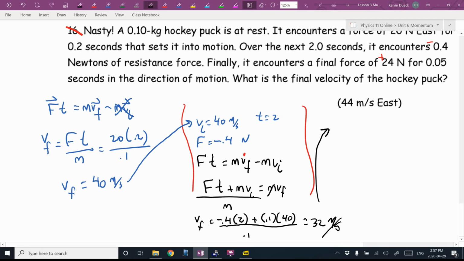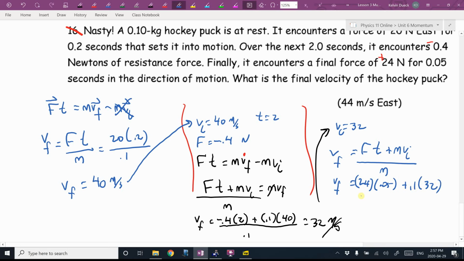And that's going to go scooching over here, because now V initial is 32. We're going to get the same equation as before. We're going to get VF equals force times time plus m V initial all over m. This time the force is 24, and it's positive because it's in the same direction that we're moving. 0.05 plus 0.1 times 32 divided by 0.1.